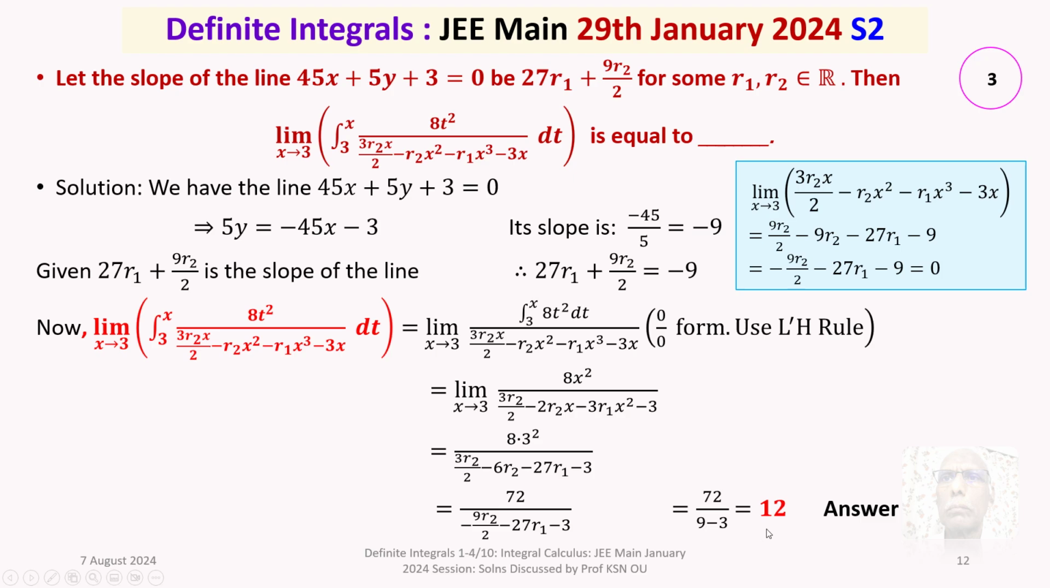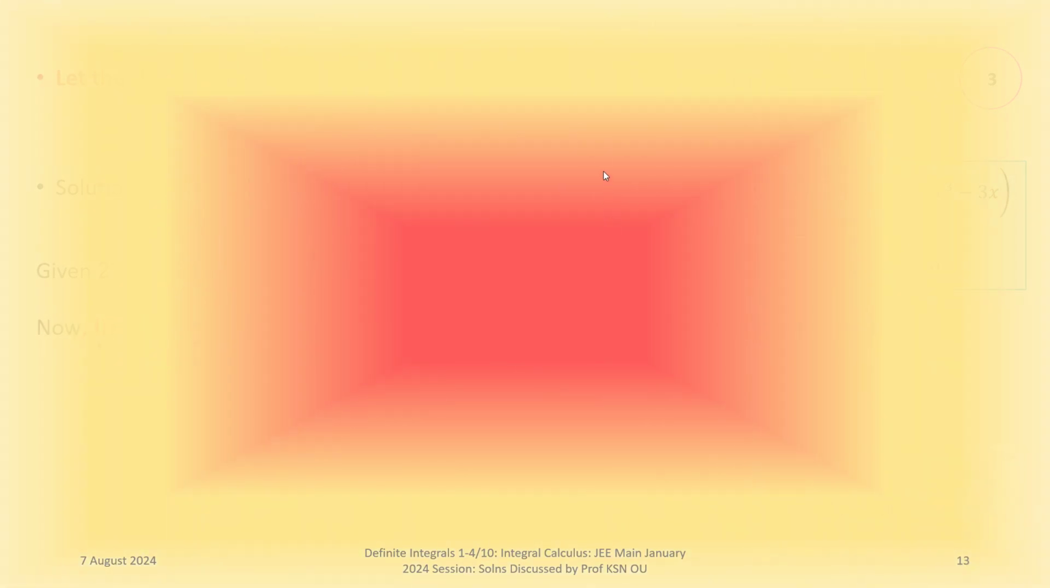That is 6. 72 by 6 is 12. So, the answer to this question is 12. And that is the detailed discussion of this problem. And it is definitely a very, very easy question. Let's now move to the next question.